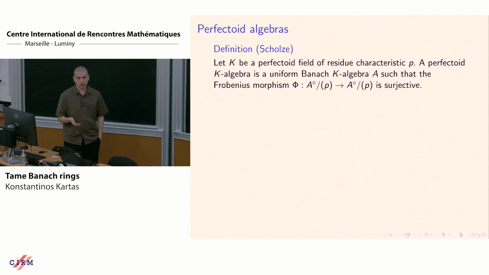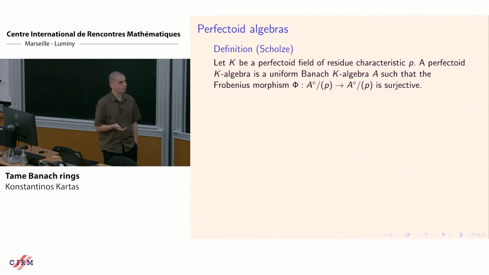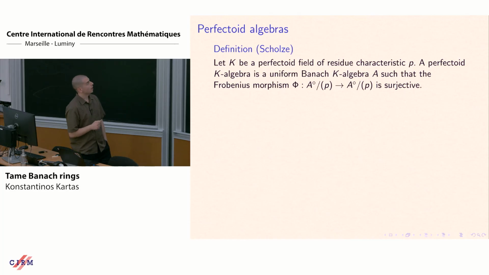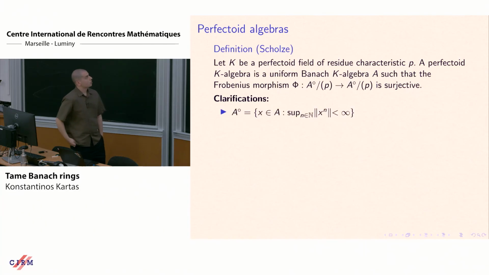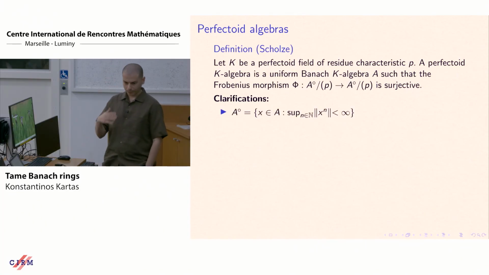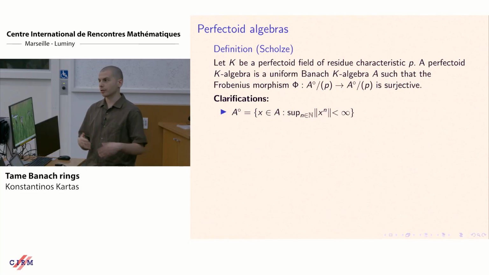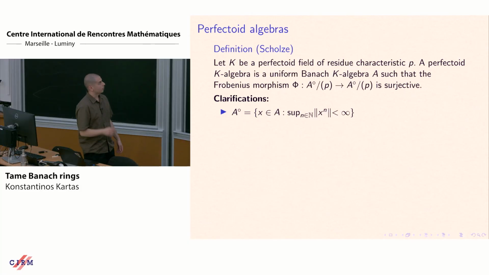And now we have a similar condition to the one that we had before, namely that we can extract pth roots, at least approximately. So we have this sub-algebra, this subring A circ of A, which I will define in a second, and then we ask that Frobenius be a surjective map on this quotient, modulo p. So let me clarify some notation and terminology. So A circ, now it would be tempting to say that A circ is actually the unit ball, but there's a good reason not to say this, which I will explain in a second.